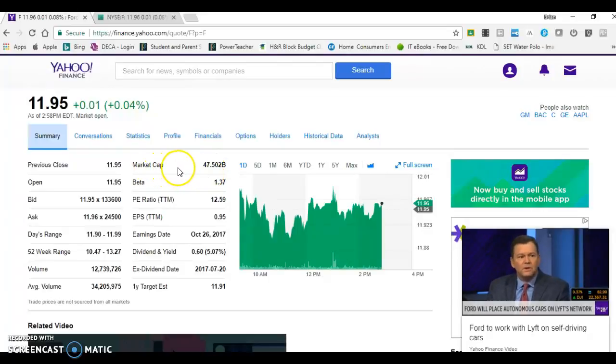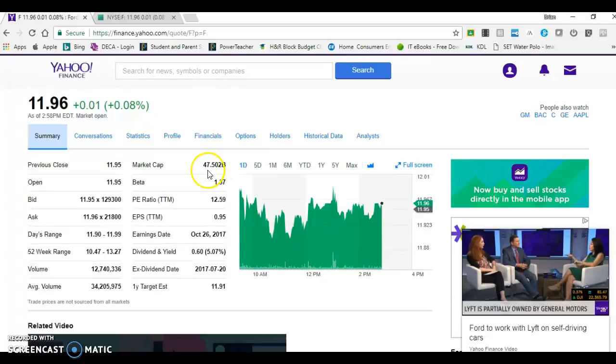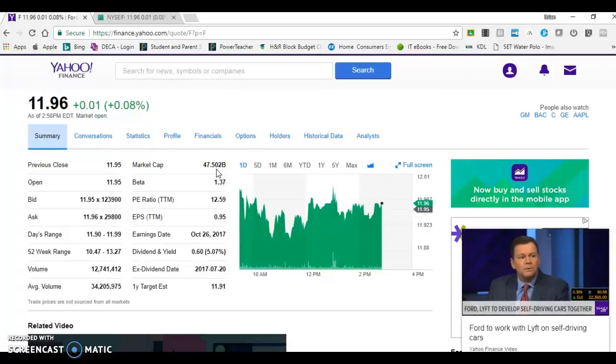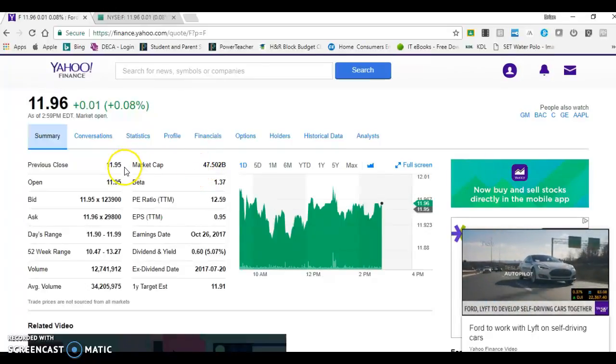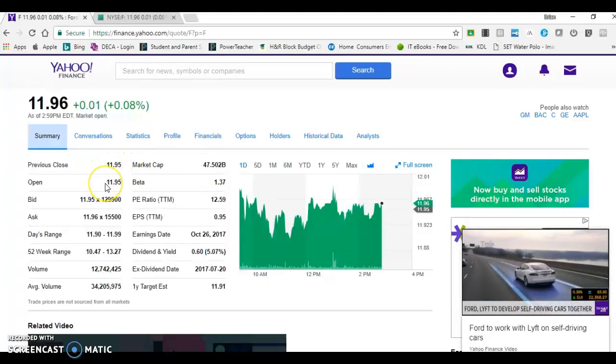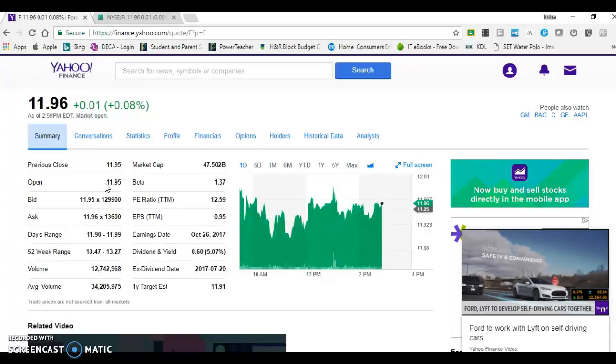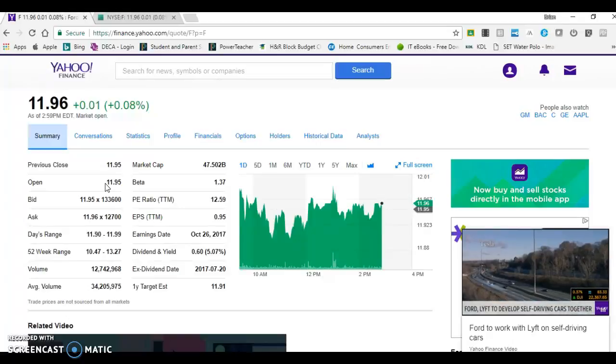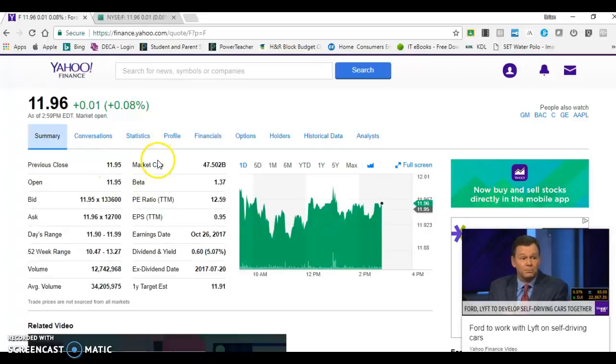Okay. Market cap is another term that we're going to get into in the diversity lesson. Market cap is the size. So market capitalization, how big is this company? And this company's value is $47.502 billion. So $47,502,000,000. Ford is massive. Okay, how do you get that? You actually take the stock price, and you multiply it by the number of shares outstanding, and I'll get to shares outstanding under the statistics.